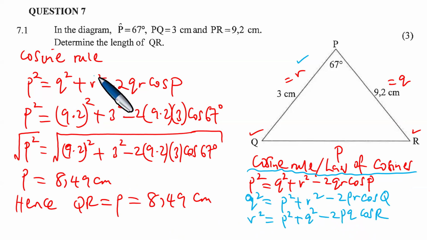We proceed right now. We found the length of QR, and we can see that QR is 8,49 centimeters, and out of the 3 marks there, we are done. And we proceed to look at the next question.